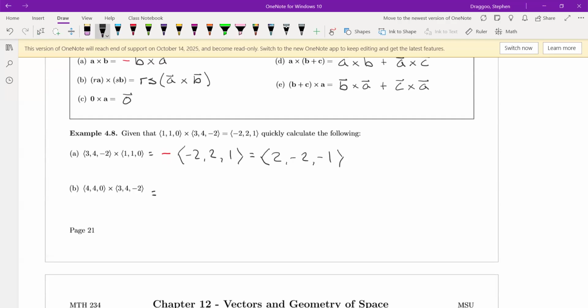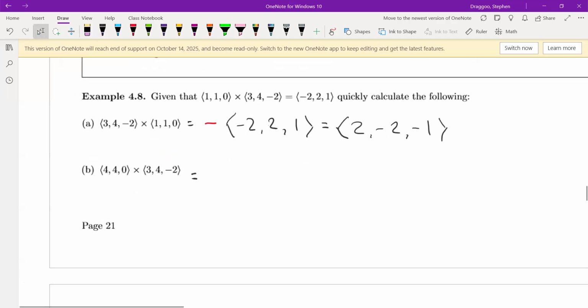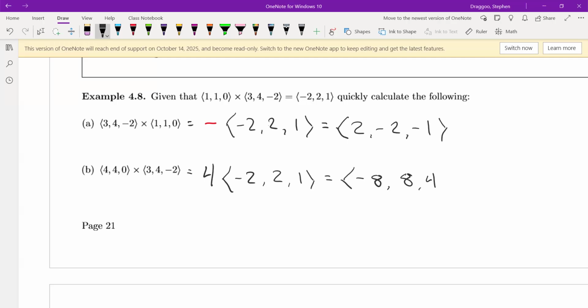And for the next one, zoom in just a little bit. Very similar looking cross product as well, except that my first vector, which used to be 1, 1, 0, is now going to be 4, 4, 0, which is just 4 times the original vector. So I could call this thing 4 times -2, 2, 1, which would give me -8, 8, 4. So again, I can just multiply that scalar through.